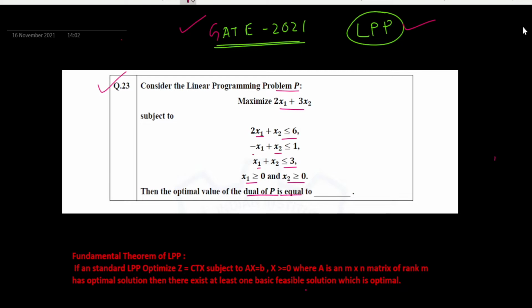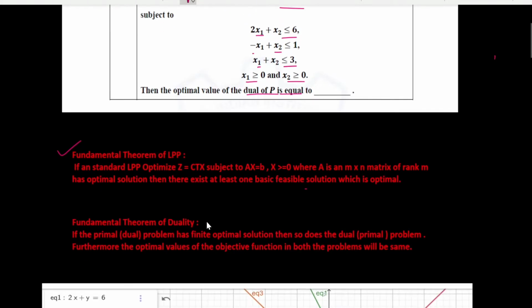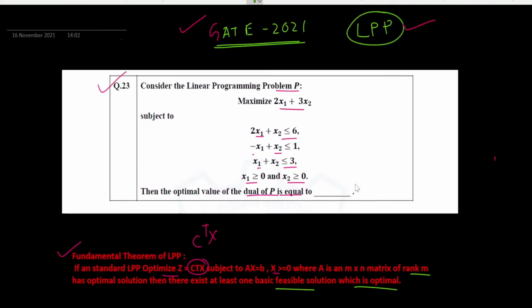Now to solve this problem, we use the fundamental theorem of LPP. The fundamental theorem of LPP says that if the standard LPP optimize Z equal to C transpose X, subject to Ax equal to B, X greater equal to 0, where A is an M by N matrix of rank M, has an optimal solution, then there exists at least one basic feasible solution which is optimal. So in case of a maximization problem, there is a solution.